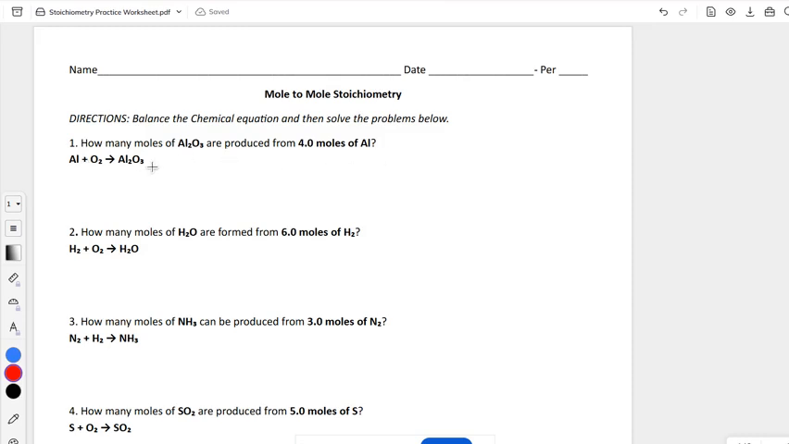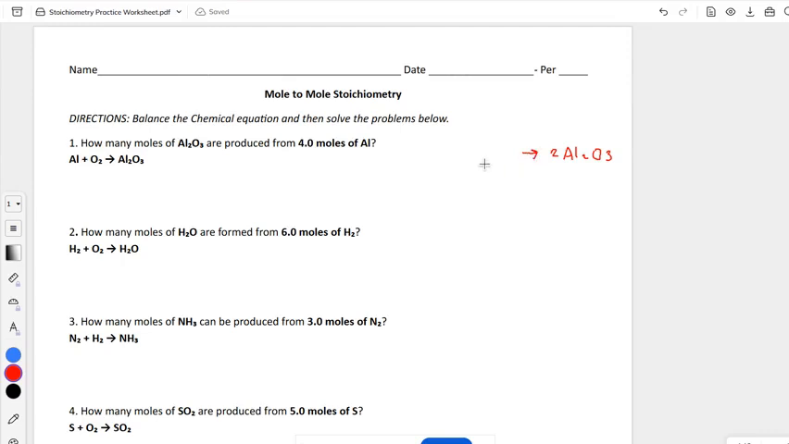So you look at 2 and 3. The common number is 6. So I need 6 oxygens. To do that, I'm going to go 2 Al2O3. Boom. Now 2 times 3 gives me 6 oxygens.